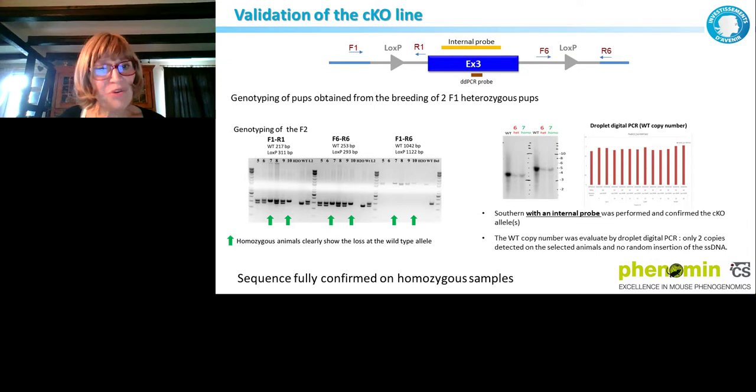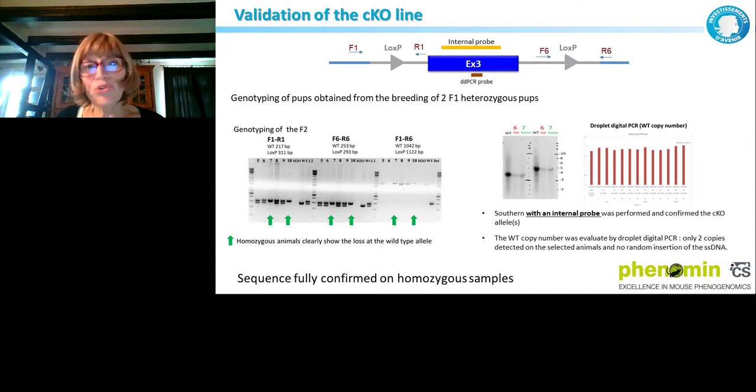And when we bred them, you can see really nicely the genotyping. You can see that we obtained homozygous pups, with a green arrow, and that indeed that's true, because even when we perform the PCR from outside to outside, you can really see nicely the shift. And we validated that everything is fine, and that is really important. We validated that by Southern blot, seeing that you have only one insertion, with an internal probe, one insertion of our single-stranded DNA.